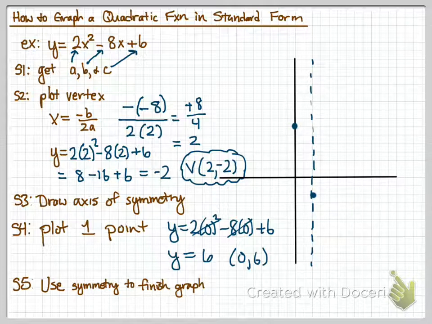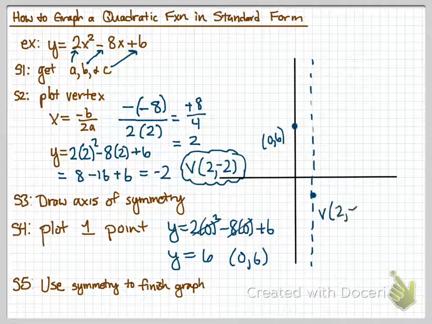Okay, so that's your 0, comma 6. Oh, and I should label. I forgot to label. Our vertex is 2, comma negative 2. So label that, the vertex, one of your points. And now, since we have our axis of symmetry, we know that another point exists on the opposite side of that axis of symmetry in almost the exact same spot. So we put a point there. So that axis of symmetry helps us create that graph. And now we use that symmetry to finish.